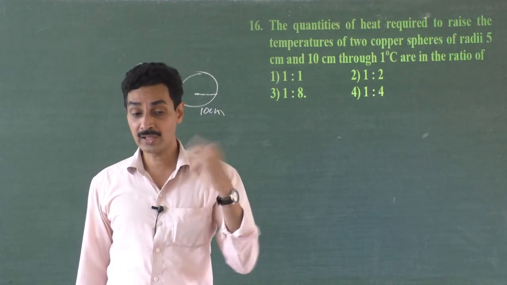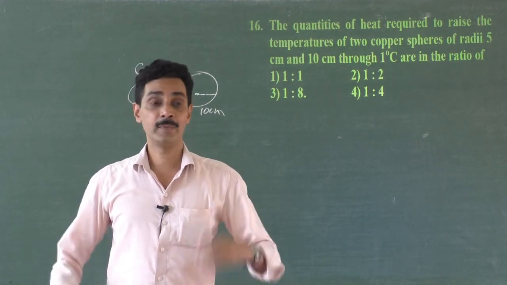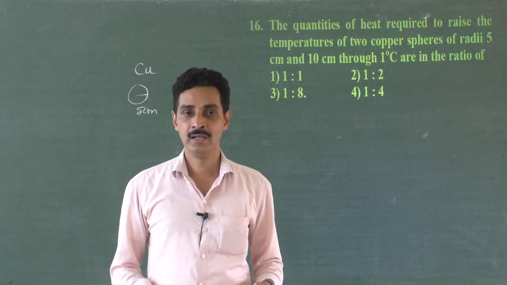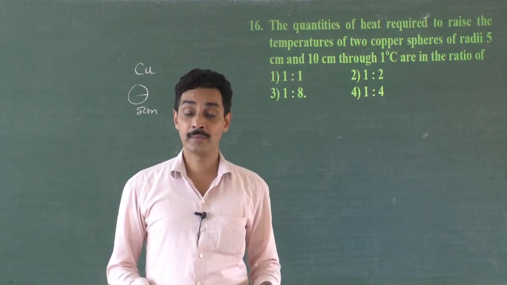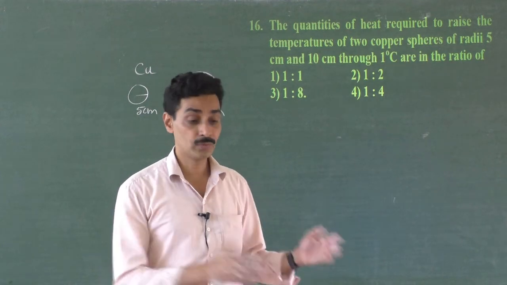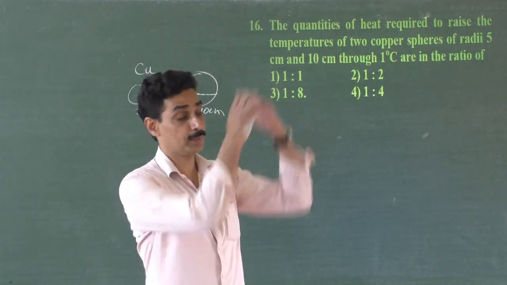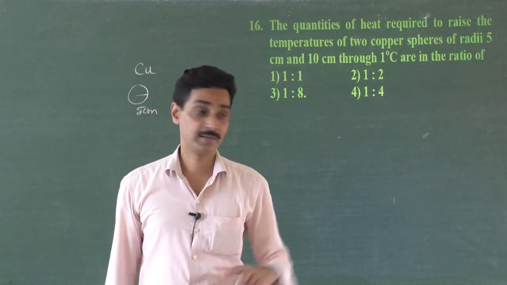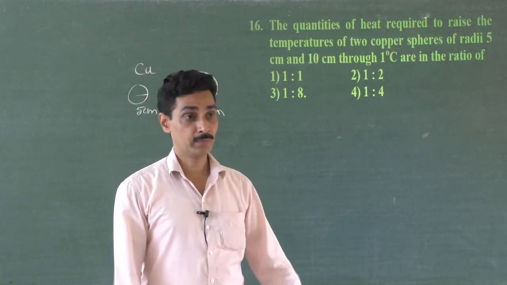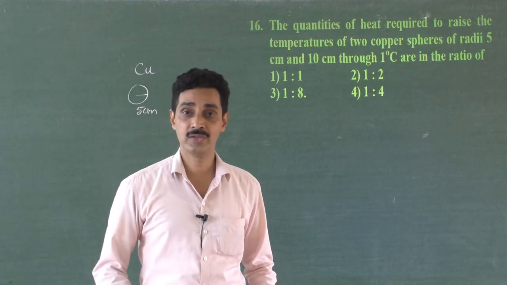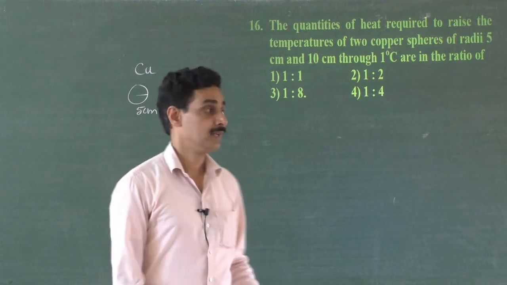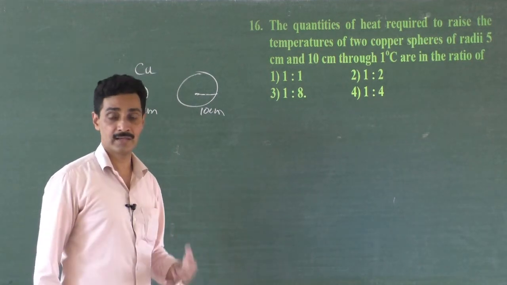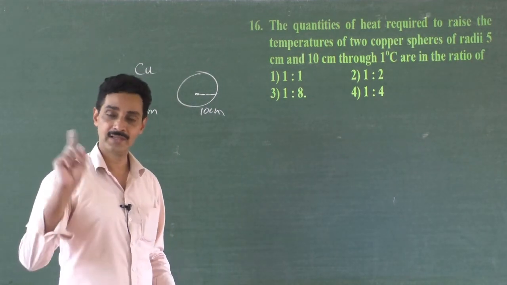Specific heat is the amount of heat energy required to raise the temperature of 1 kg of the substance by 1 Kelvin. What is the rate of tomato in two different shops, where there is more tomato in one shop and less in another? Rate is the same. Rate means per kg. Similarly, the specific heat of these two copper spheres, larger or smaller, is always taken for 1 kg. It is 1:1.